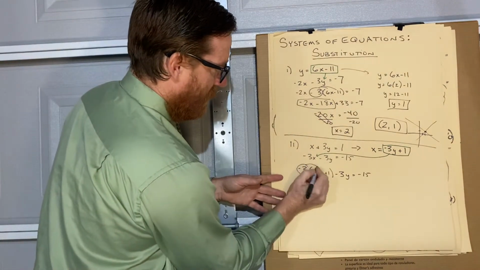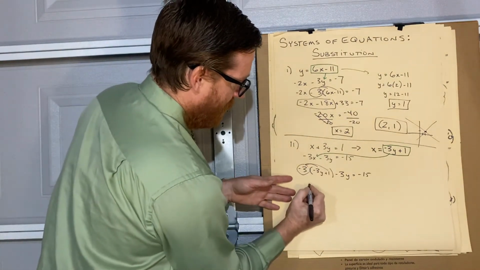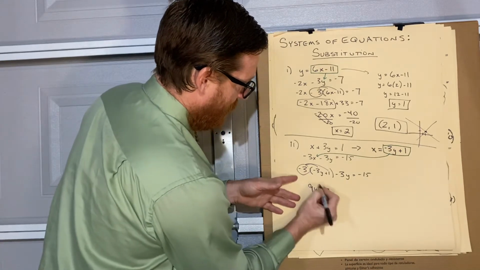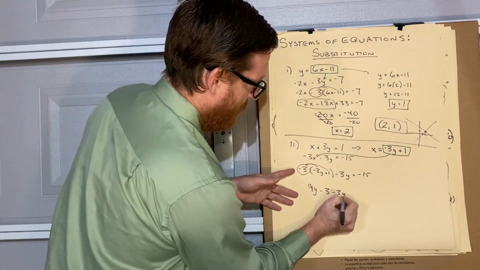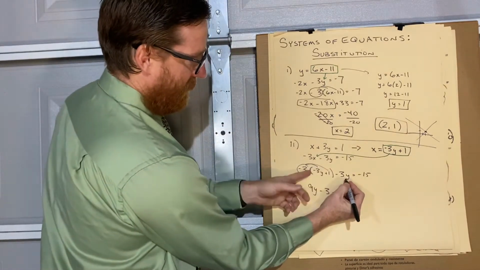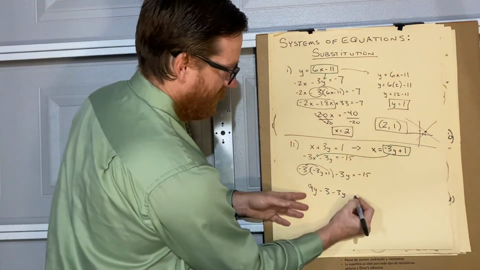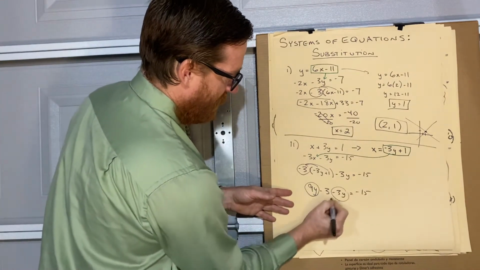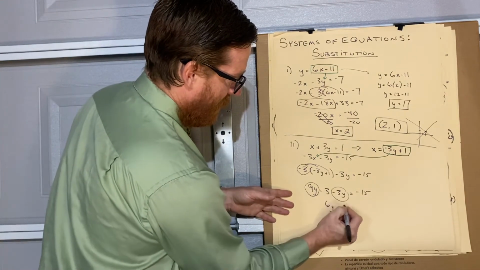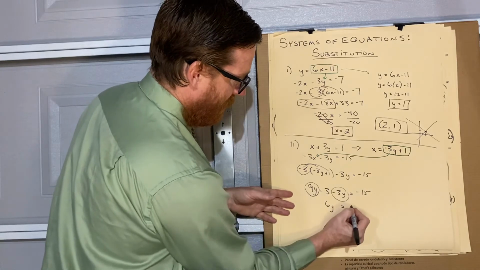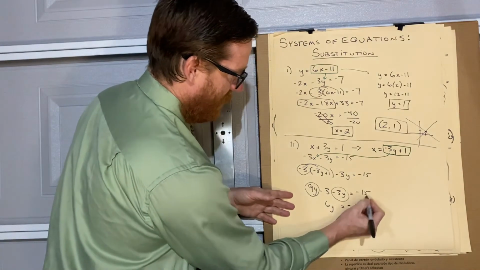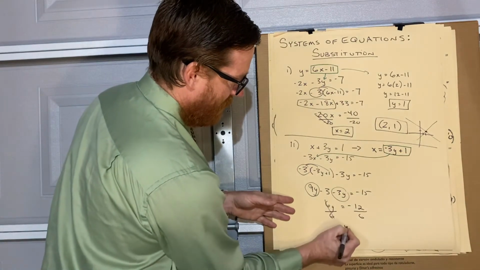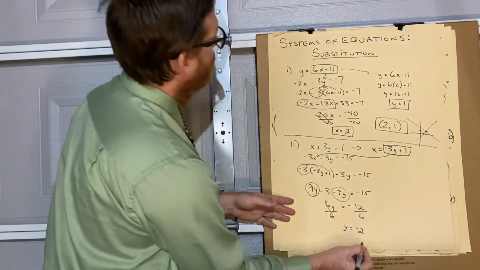A little bit of work here algebraically. That's why it's an algebra class. 9y minus 3 minus 3y. I don't distribute that out here because it's not inside of these parentheses, so the minus 3y comes down, equals negative 15. 3y minus 3y is 6y. I'm going to move that negative 3 over here, but it's a positive 3, so I get negative 12 and then divide by 6, y should equal, in this case, negative 2.